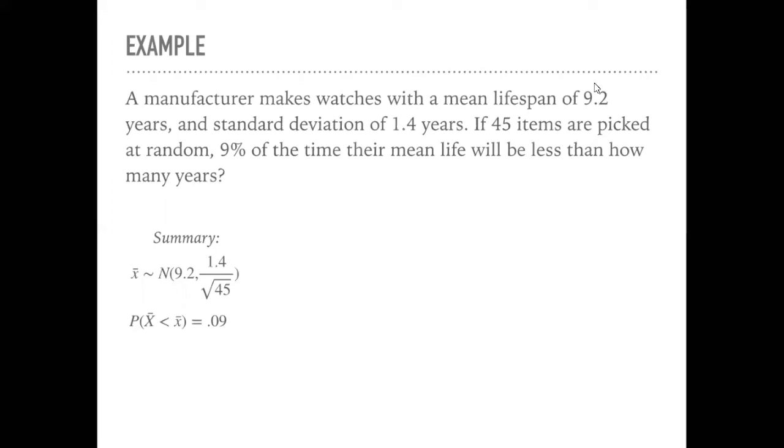Now, on these, I tend to like to draw pictures. So I'm going to draw a picture for us here. We have a nice, pretty normal curve there. And we're saying we want some value that has an area to the left of 0.09. We are looking for the value that is there. We know the mean, 9.2. We know the standard deviation is 1.4 over the square root of 45. So we already have the area to the left, so we're not having to calculate anything. And drawing the picture really makes sure that we have the area to the left.